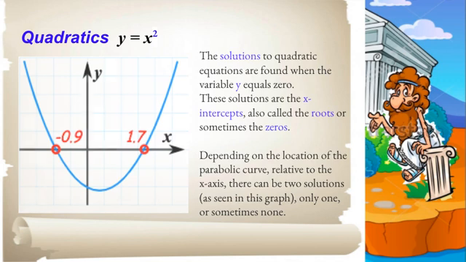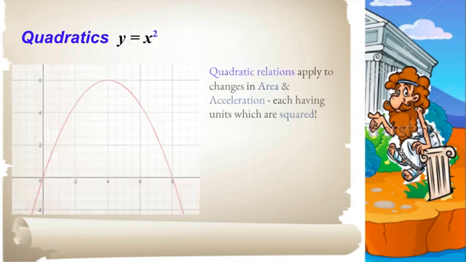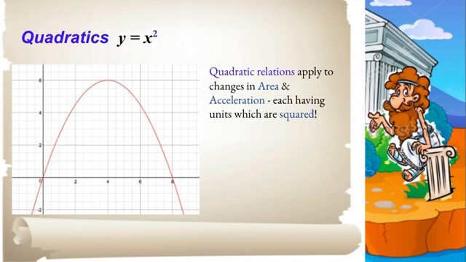Quadratic relations mathematically describe changes in area and in acceleration in our world. This is why the units of area and acceleration are squared, such as in the unit for area, square miles, or in the unit for acceleration, meters per second squared.